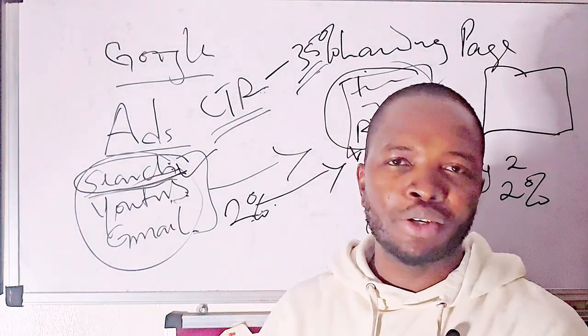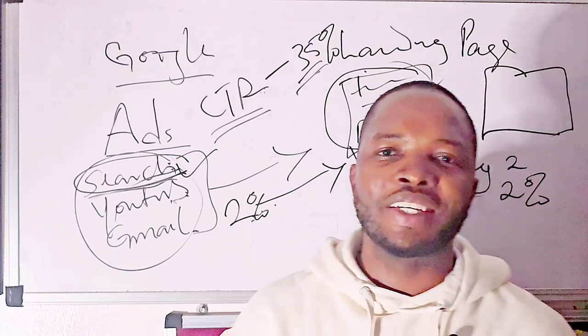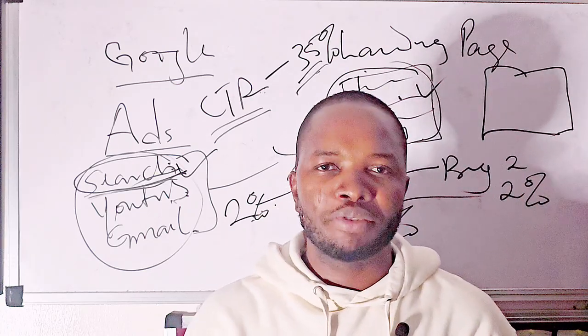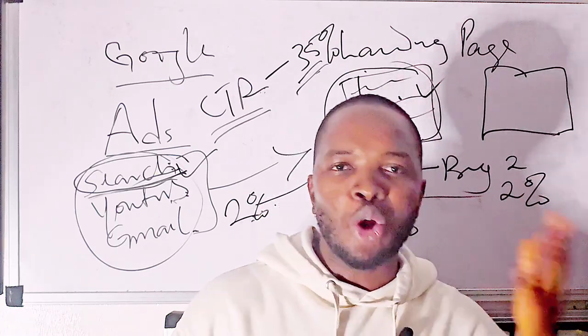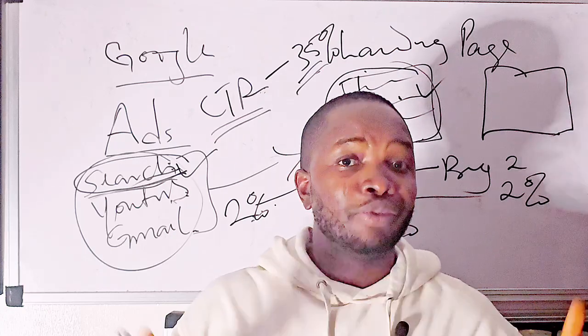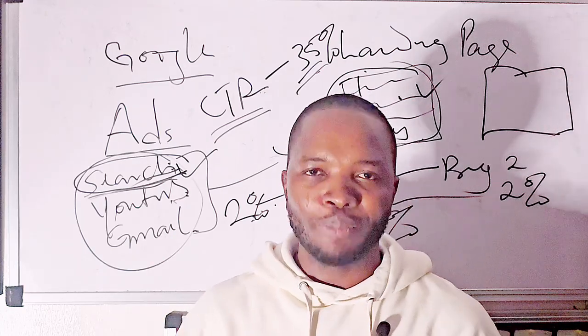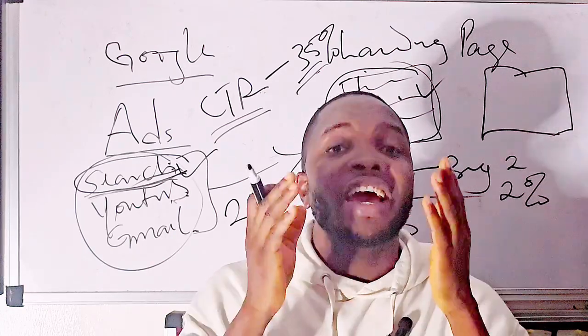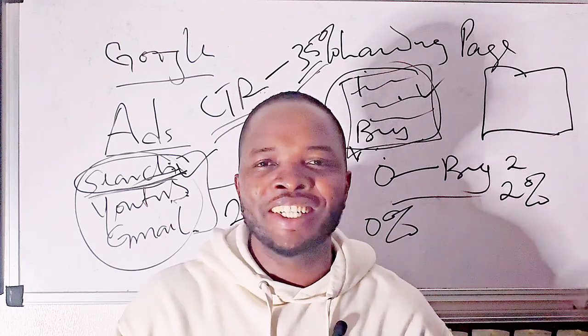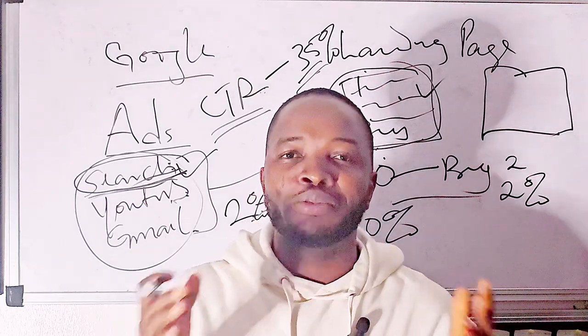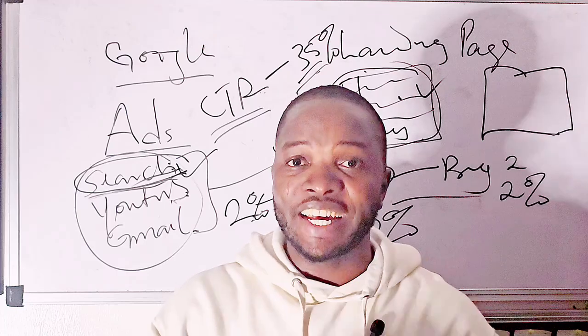So these are the 2 major metrics we use to determine where the problem is coming from. Is it from the advert or from the landing page? And I believe with this, you have learned something important in digital marketing, and you'll be able to apply this knowledge to help you get the best result from your advertisement on the internet.